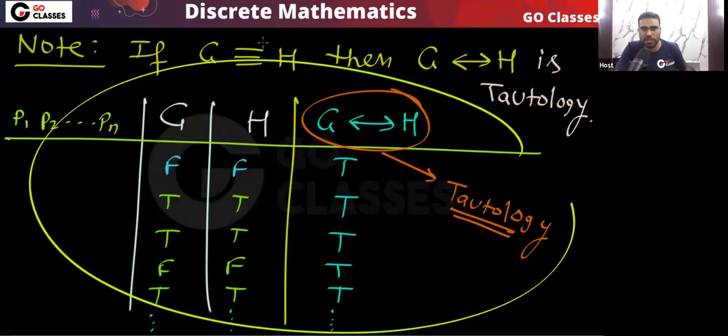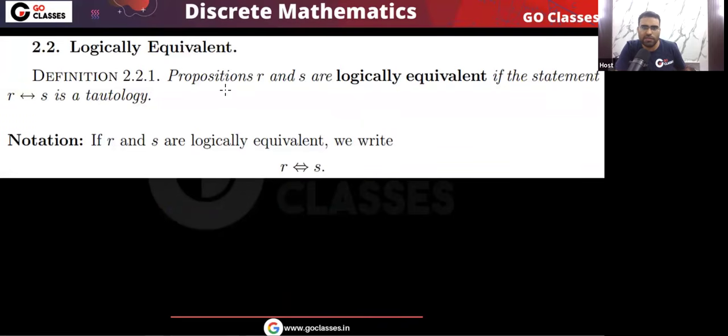And you can see the proof on your screen. This is the definition: if you have two propositions R and S, they are logically equivalent if their biconditional is a tautology. If R biconditional S is a tautology, then they are logically equivalent. Remember, you can use this symbol for R biconditional S, or you can use this other symbol also. Some people use this symbol, some use that one, both are fine. Okay, now let's move on.